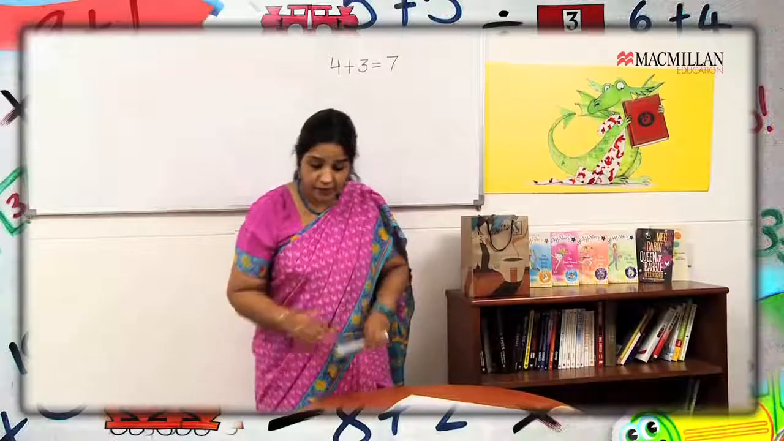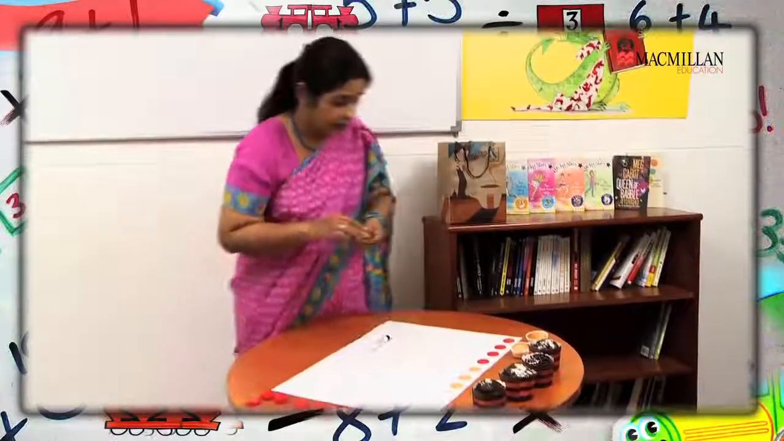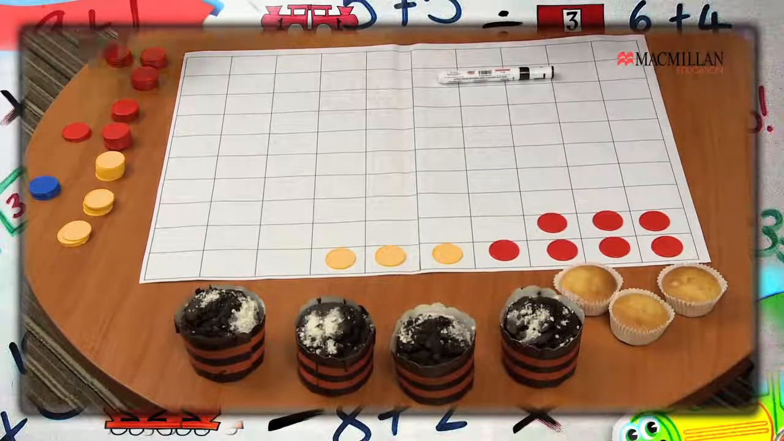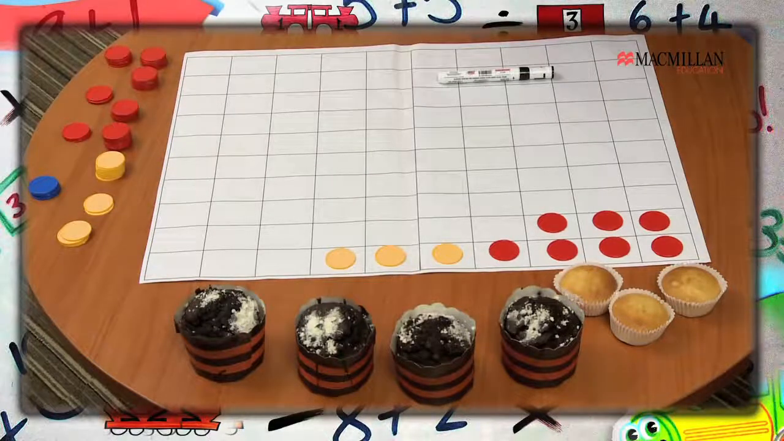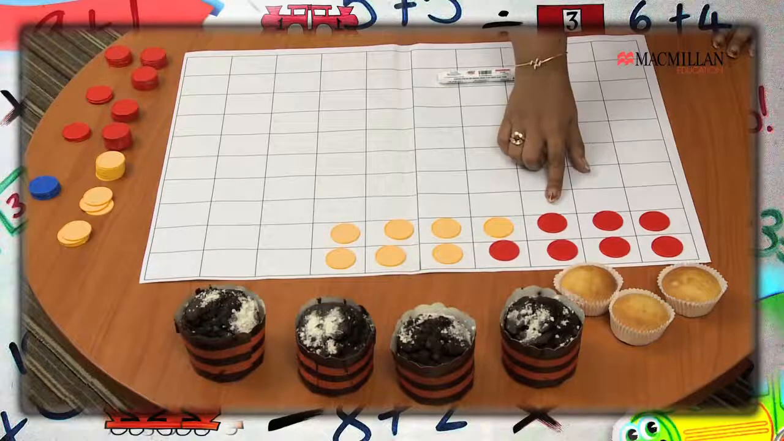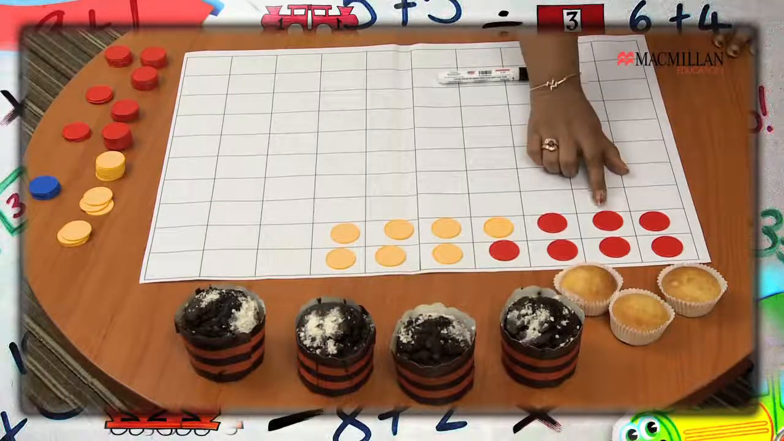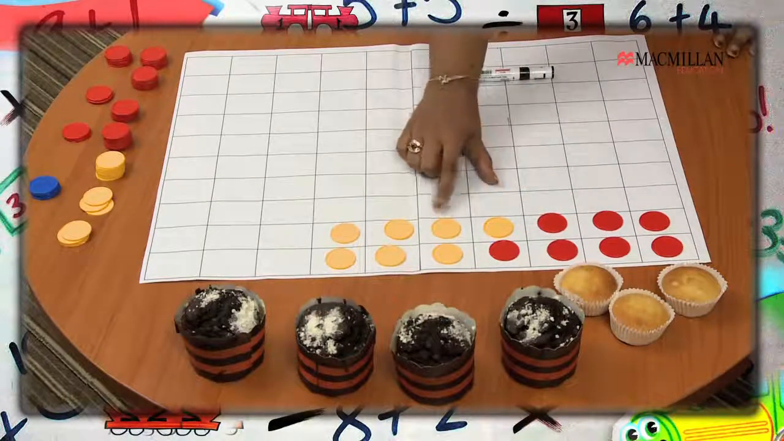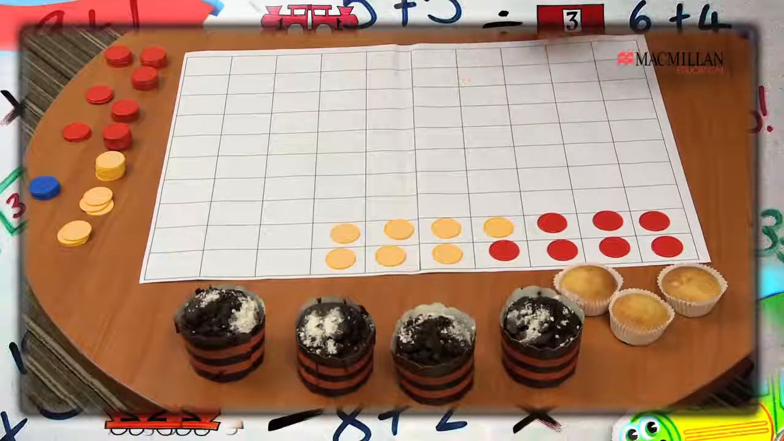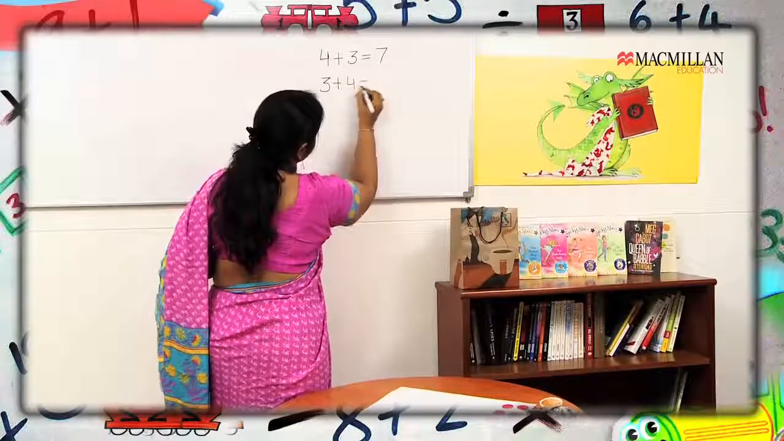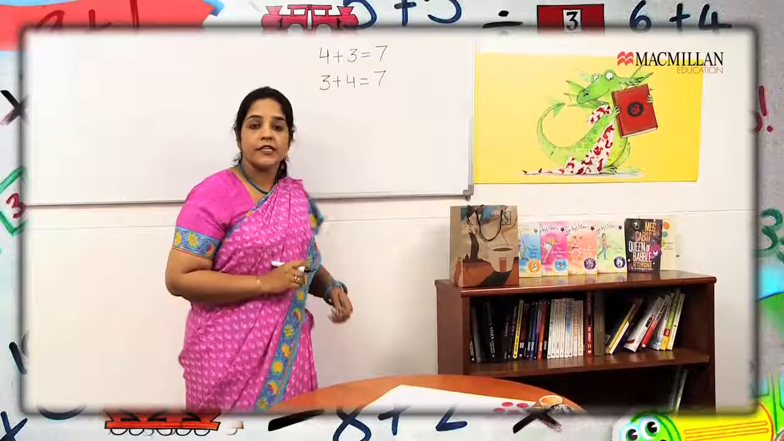Let me show you something else. Supposing I take 3 red counters and I take 4 yellow counters. Okay, these are 3 red counters and these are 4 yellow counters. Let us again add 1, 2, 3, 4, 5, 6, 7. So what do I get? 3 red counters plus 4 yellow counters give me 7 counters in all.